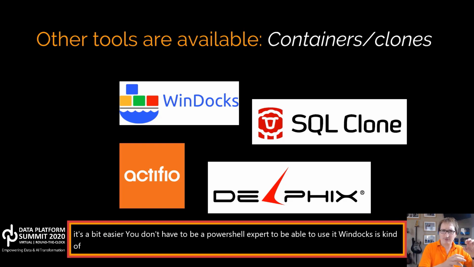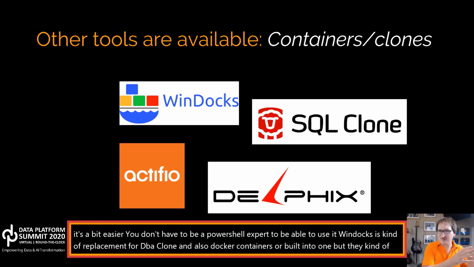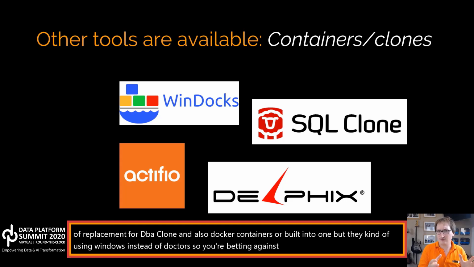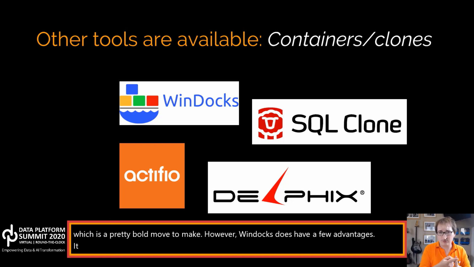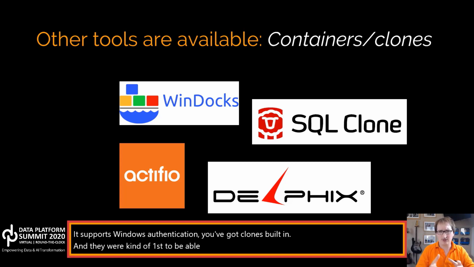Windocs is kind of a replacement for dbaclone and also Docker containers all built into one, but you're using Windocs instead of Docker, so you're betting against Docker if you're using Windocs, which is a pretty bold move to make. However, Windocs does have a few advantages. It supports Windows authentication, you've got clones built in, and they were kind of first to be able to port SQL Server into a container, so it's got that going for it.